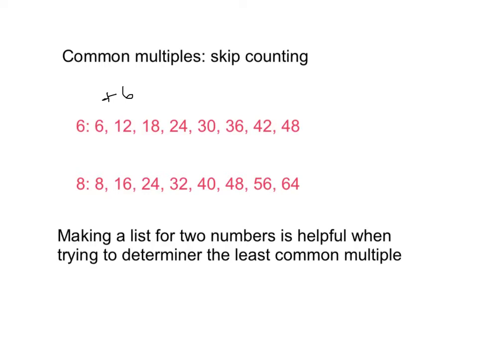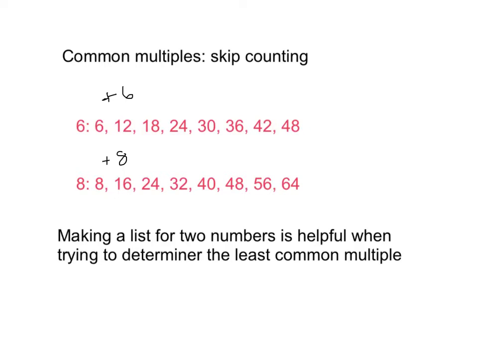The second number that I was finding common multiples for was the number 8. And to do that, you'd just start with 8, 16, 24, 32, 40, 48, 56, 64. These are all multiples of the number 8. And to find them, you can also just take the number 8 and add 8 to it each time to find all of its multiples. Once again, making a list for two numbers is very helpful when you're trying to determine the least common multiple. So that's what I decided to do in this example, was to first just find all my multiples of both numbers.